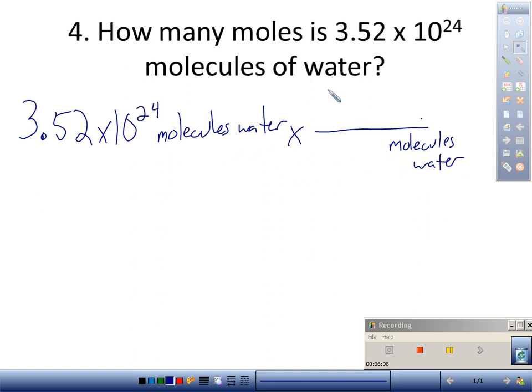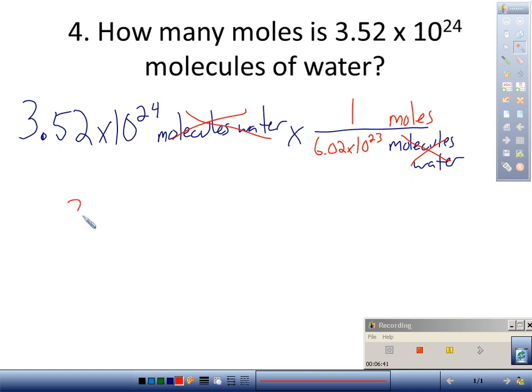So I'm in molecules of water. The question says how many moles. So what I'm trying to change it to goes on top. And then we have a ratio that we should have memorized, and that is 1 mole, it's always 1 mole, is Avogadro's number of molecules. That's a constant. This is something to memorize. I cross off my like units. That leaves me with units of moles.